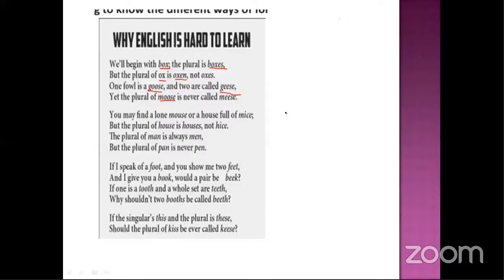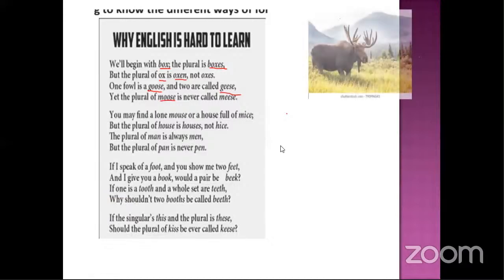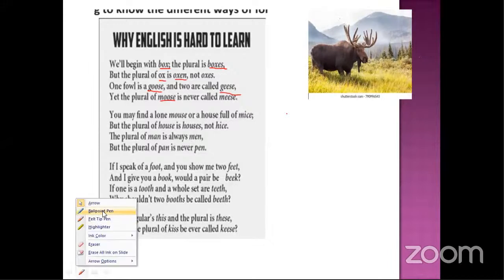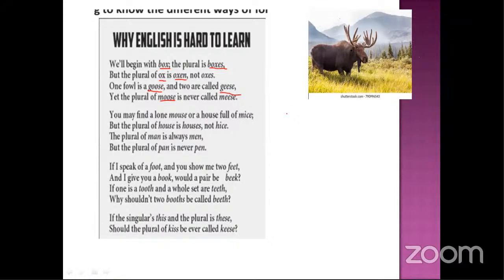Who is a moose? Yes, here is a picture of a moose. We can especially see this animal in America. It's a kind of deer, not a deer actually, it's a bull with nice horns. Yet the plural of moose is never called meese. Can you remember zero plurals? Sheep, sheep, deer, deer. Like moose, moose. The plural of moose is moose, the same noun.